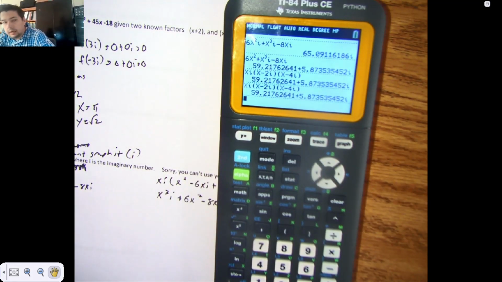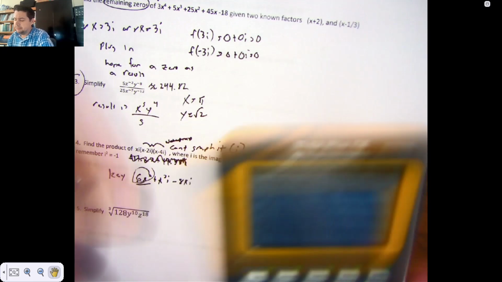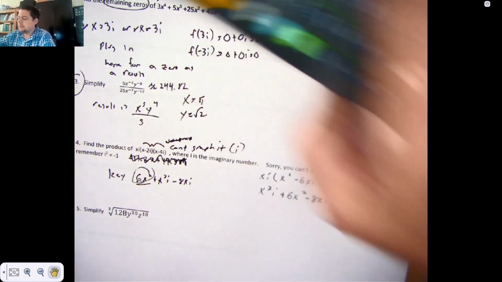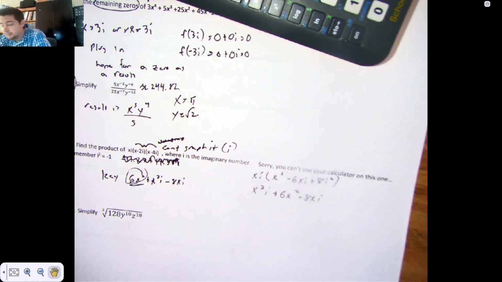So I actually had to redo this one. First off, because when I typed it in the first time, I made a typo and it just threw me off, and I didn't want to waste 5 minutes of your time.